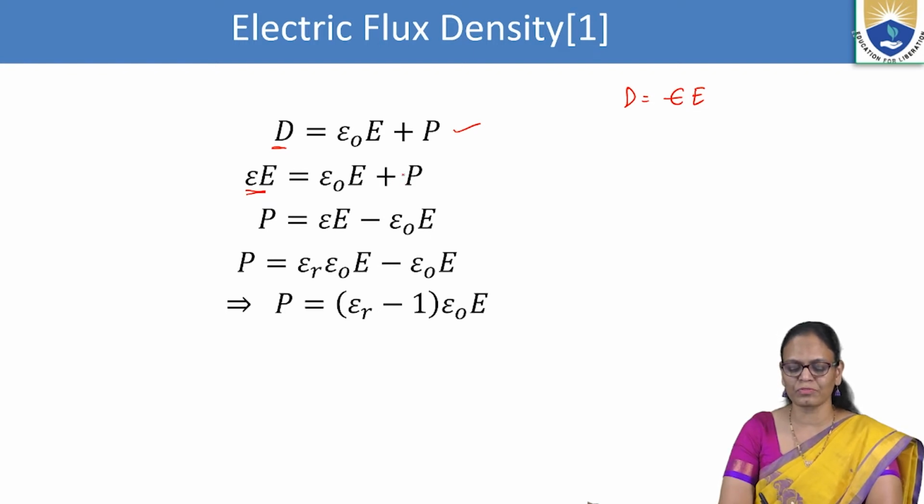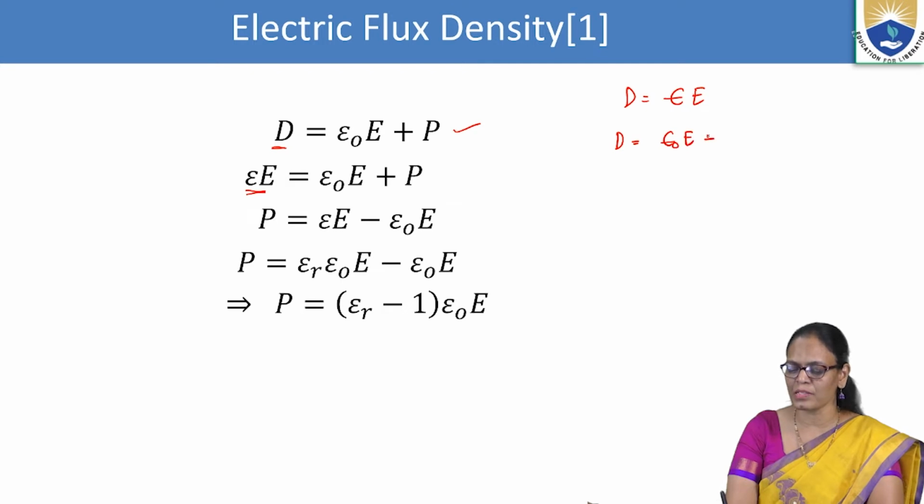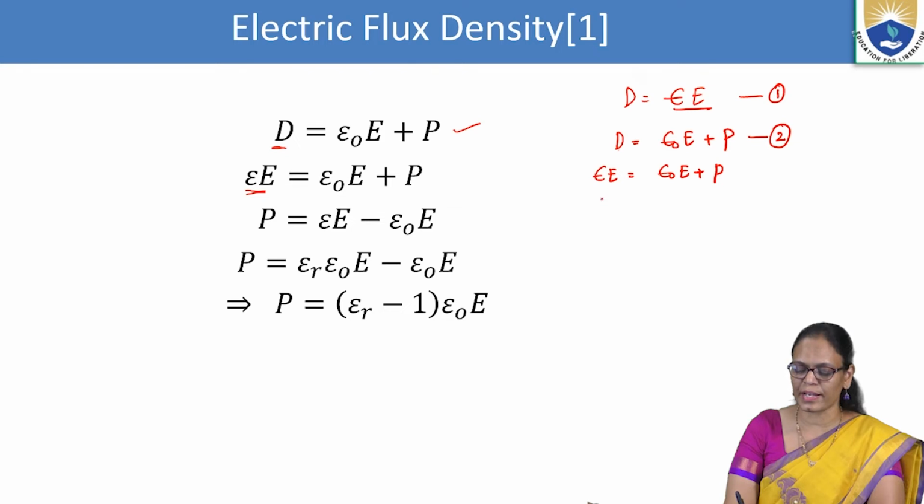Now if I have to find P, I will just transpose and take it to the other side. So what we are doing here basically is, D is equal to epsilon naught E plus P. For D, we substitute from equation 1 into equation 2, so epsilon E is equal to epsilon naught E plus P. If I have to find P, I take epsilon naught E to the other side. So P will be equal to epsilon E minus epsilon naught E.